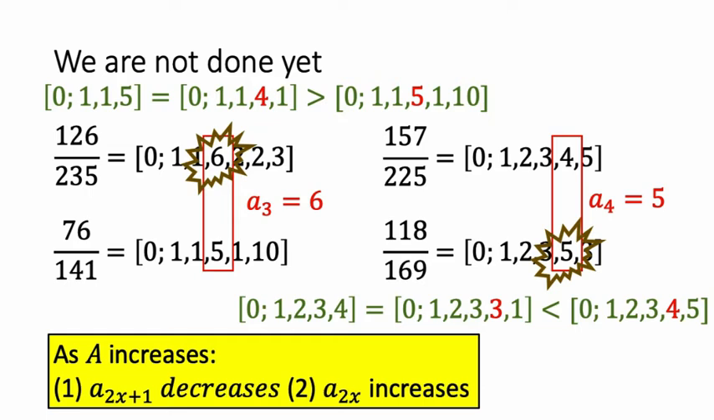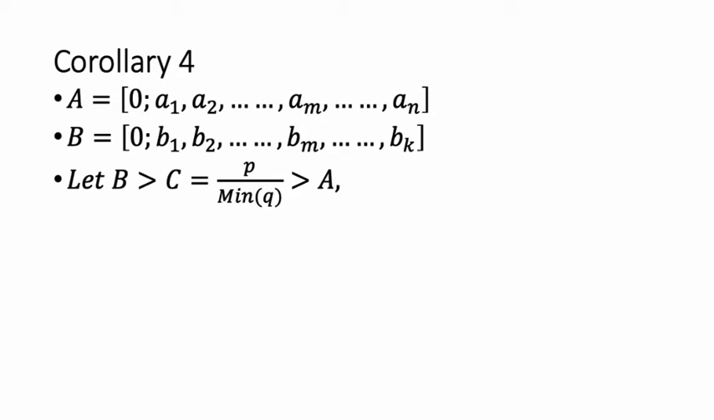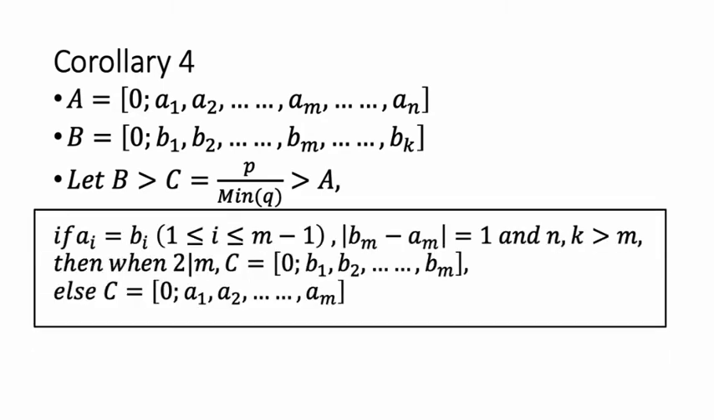And this is how we'll get our corollary 4. If ai equals bi, where 1 is less than or equal to i, less than or equal to m minus 1, the absolute value of bm minus am equals 1, and n and k are greater than m, we can see that when 2 divides m, c will be equal to 0, b1, b2, all the way to bm. Otherwise, if 2 doesn't divide m, c will be 0, a1, a2, all the way to am.